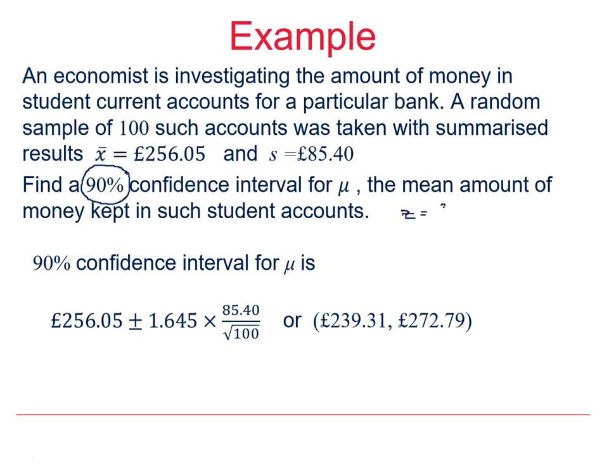We need to find the z-score corresponding to that, and hopefully you're quite happy that minus and plus 1.645 will give us 90% of the z-scores between those two values, and therefore our 90% confidence interval for mu is just X bar plus or minus Z multiplied by S over root n, and you should be able to obtain that answer there.